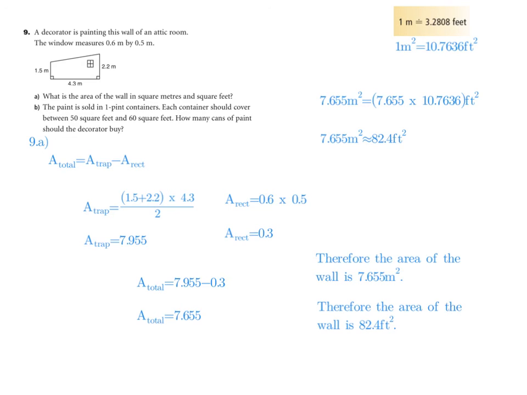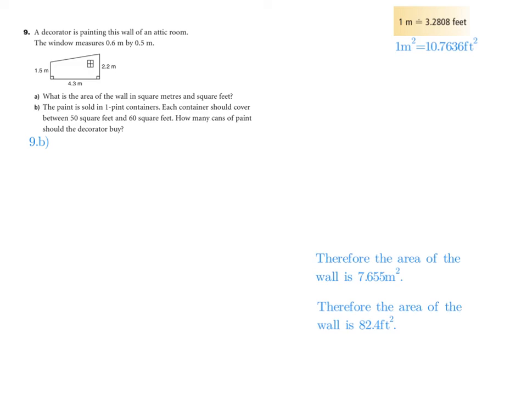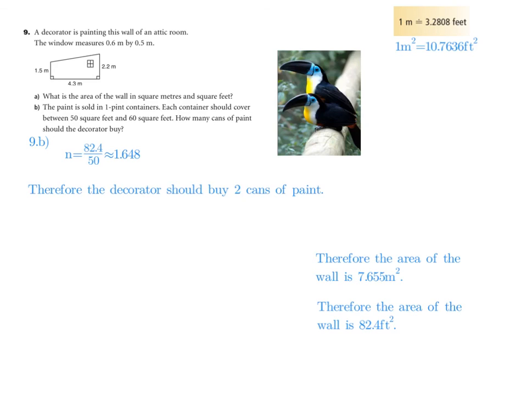Each container should cover between 50 square feet and 60 square feet. How many cans of paint should the decorator buy? Well, we have more than 50 square feet, but we have less than 100 square feet. So it looks like we need to buy 2 cans.